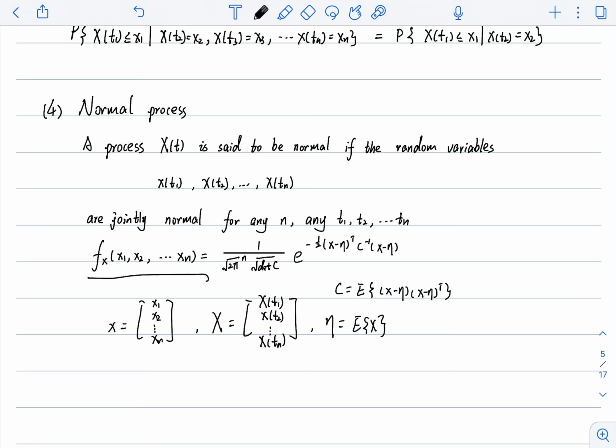The density function f(x1, x2, ..., xn) is equal to 1 divided by the square root of (2 pi)^n times the square root of the determinant of C, where C is a matrix, times e to the power of minus 1 divided by 2 times (x - eta) transpose times C inverse, the inverse matrix of C, times (x - eta).